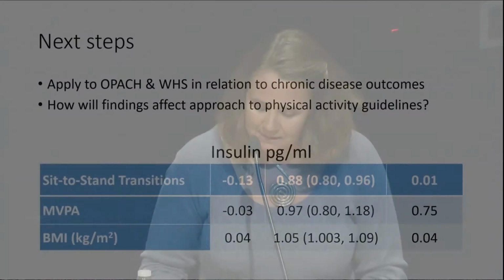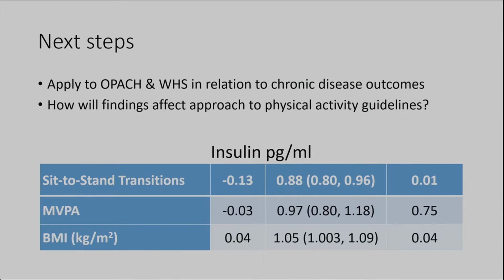And then some of the next steps in the assessment, again, is applying it to these big data sets. And for me, what's so important is this is just in a small sample where we had insulin on these older women. We're seeing after controlling for physical activity and BMI that just that sit-to-stand transition is making a difference in their insulin. So again, there's so much more work to be done to demonstrate this.